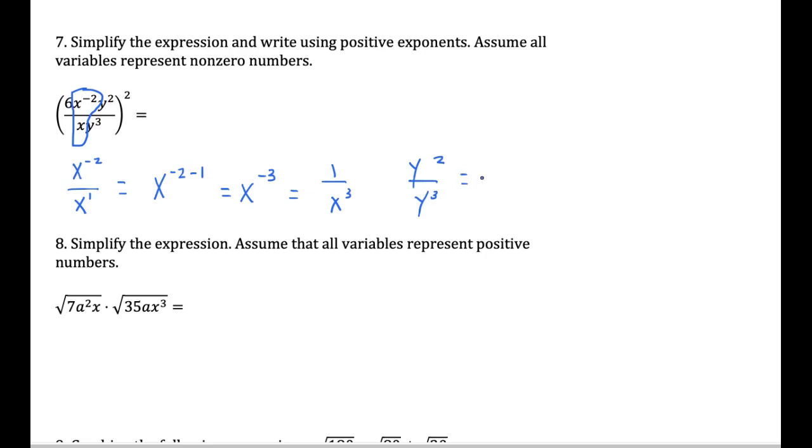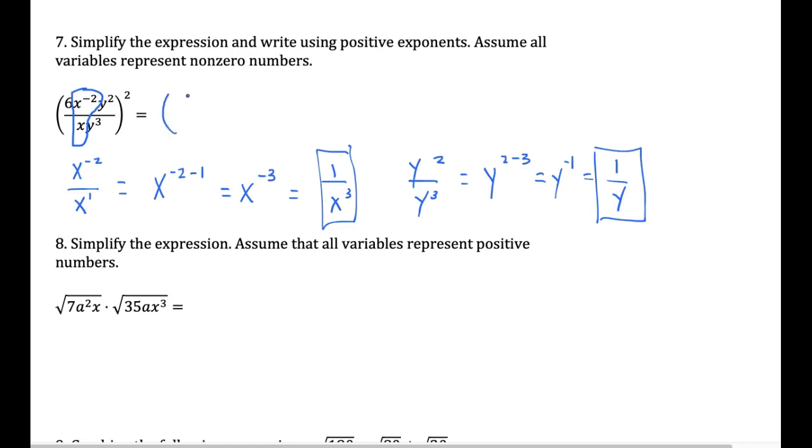And I'll do it all the way through instead of just taking a shortcut. So we've got y squared minus 3, or y to the 2 minus 3, which is y to the minus 1, which is 1 over y. So now we have this 1 over x cubed, and we have 1 over y, which means x and y both end up in the denominator. So let's write that out.